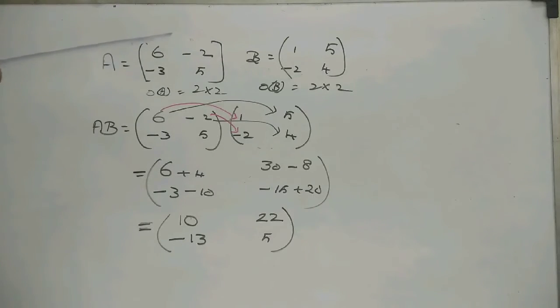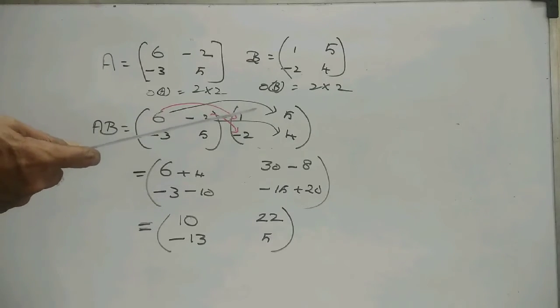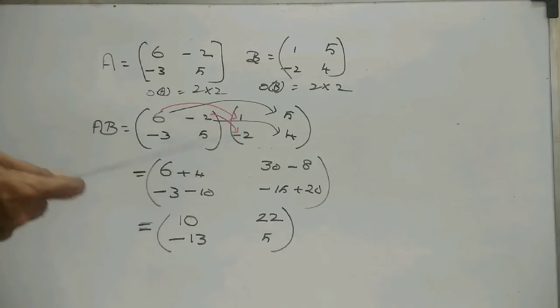What I am doing is that the first element of this one, 6, is multiplied with the 1. 6 into 1 and then plus the second one with the second one, minus 2 into minus 2. That is A11 with B11, A12 with B21. 6 into 1 and then minus 2 into minus 2. So 6 plus 4, 10, in the first column.